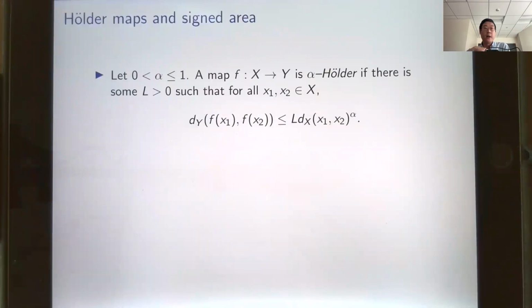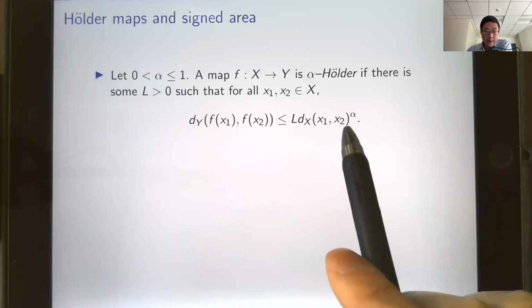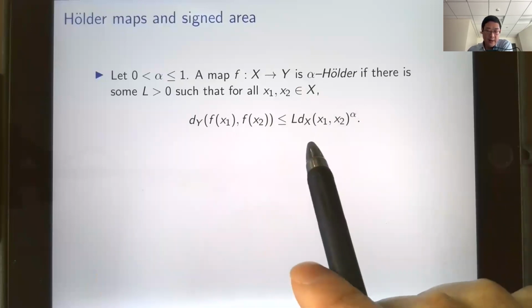But you can define the signed area of Hölder curves. If alpha is between zero and one, a map is alpha Hölder if there's some L greater than zero, such that for all points x1 and x2 in the domain, the distance between f of x1 and f of x2 is at most L times the distance between x1 and x2 raised to the power of alpha. When alpha is one, this is exactly the Lipschitz condition.